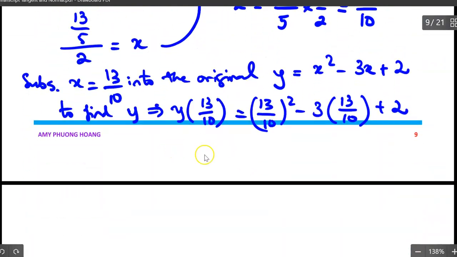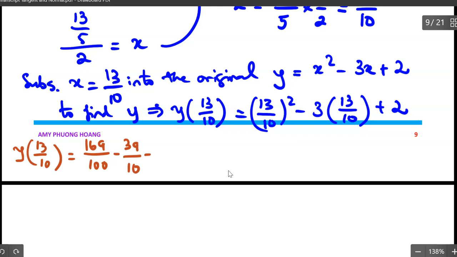We kind of got stopped here, so I will continue. Continue by writing it as y evaluated at x equal to 13 over 10: 13 squared will give me 169, 10 squared will give me 100. I will multiply 3 by 13, so I should have 39 over 10, and plus 2. At this point, I will take a common denominator for these three numbers, the fractions and this number 2. So the lowest common denominator should be 100.